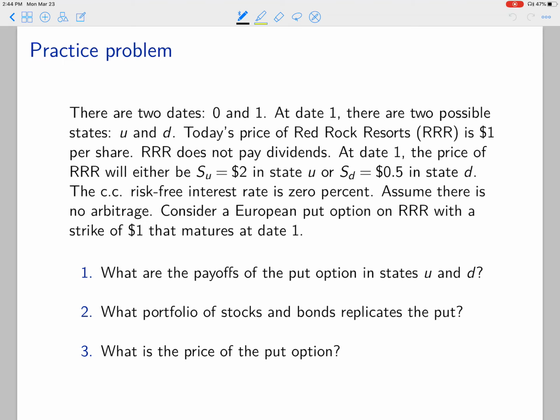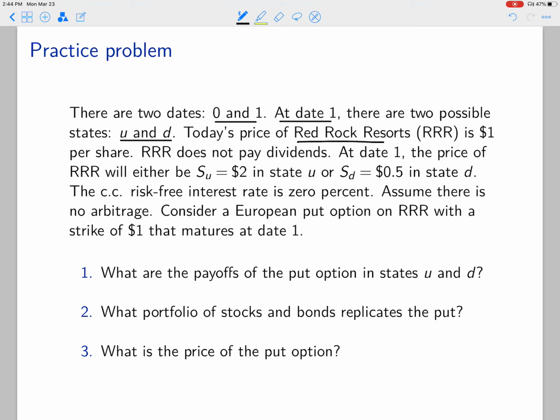Okay, so the problem statement is as follows. We're in a binomial world. There are two dates, 0 and 1. Both are in years. At date 1, there are two possible states of the world: the good state, up state U, and D, the down state or the bad state.